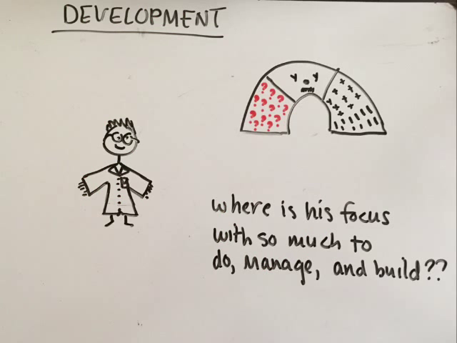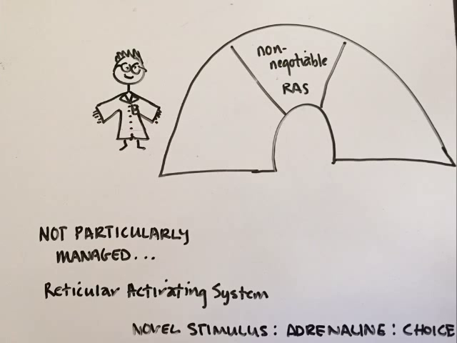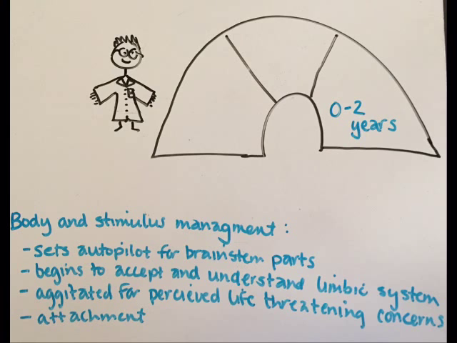Now, that is a lot of stuff, and it's interesting to know, where is this guy's focus going to be with so much to do, manage, and build all the time? How does he choose? Well, it's broken into 3 major sections. The center of his panel is not particularly managed because this is the reticular activating system. That system, when something happens right now and you need to have some kind of an immediate response, is an auto thing. It's got a big old button, do it or don't.